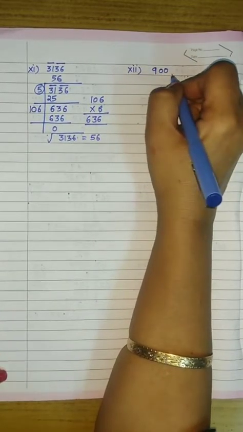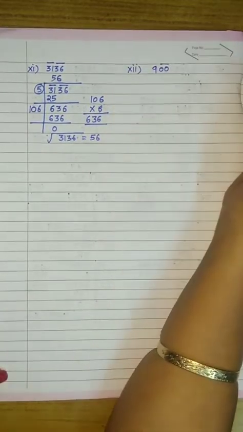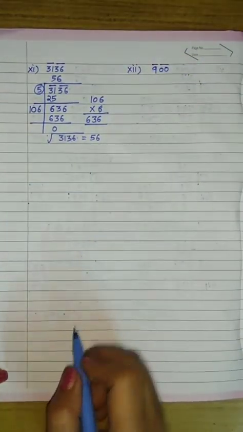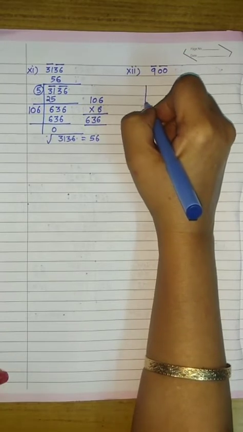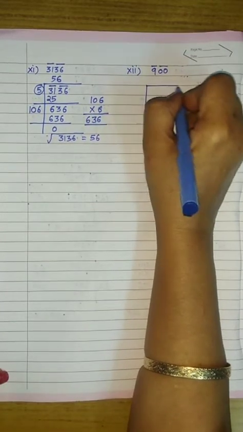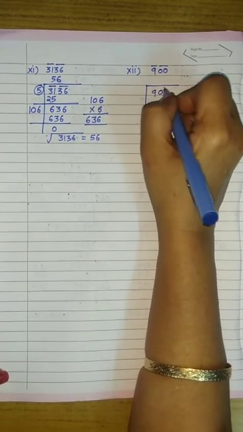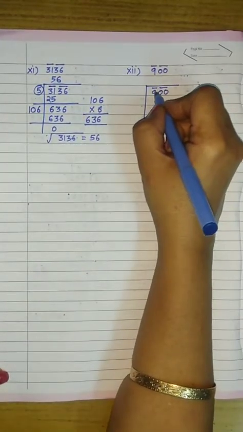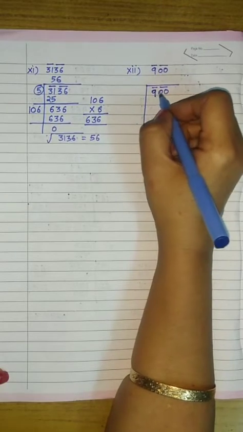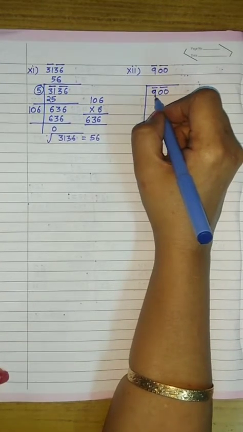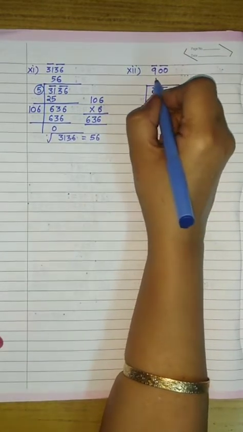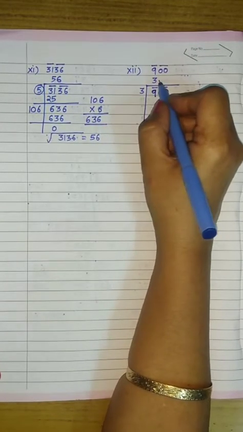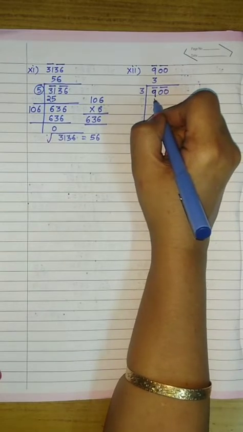The 12th part of this question is 900. Now it has only 3 digits, so one bar will be on 00 and one bar will be on 9. Then we will find the square root of this number. The digit under the first bar from the left side is 9 and it is a square of 3. So it is fully divisible by 3 into 3, 9.